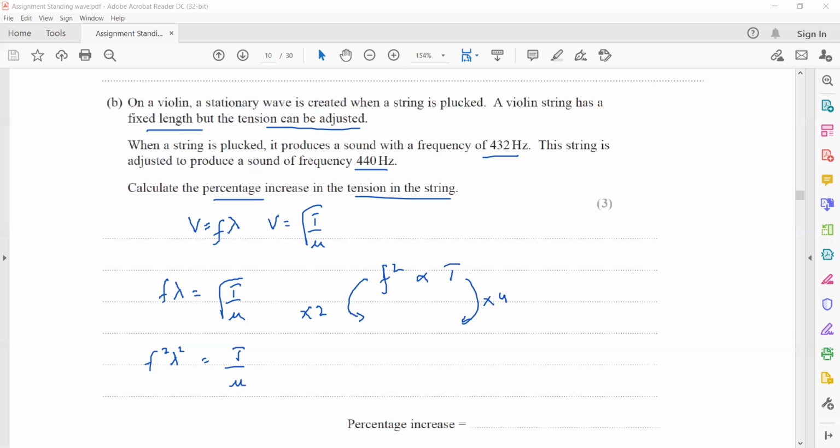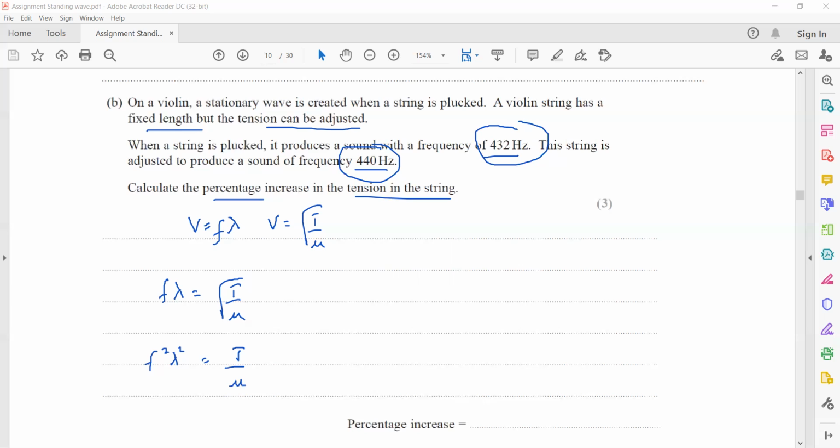So when we want to work out the percentage increase, there are two ways to do this question. You can find the tension for each frequency. The frequency is given as 432 and this is 440. So we can work out the tension for each case, and then take the difference in the tension divided by the original value. We can find the percentage increase. The second way to work out the percentage increase is by taking a ratio of the two.